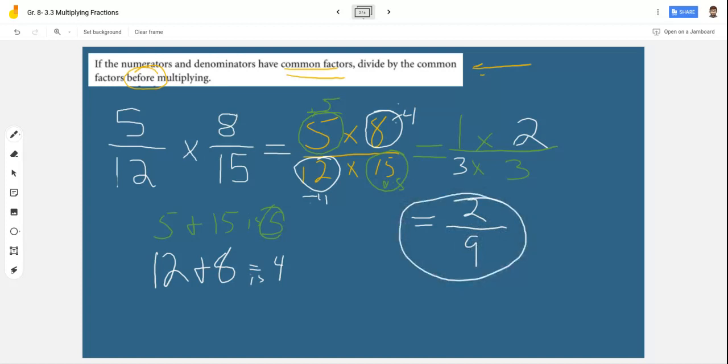Now you don't have to do that. If you'd prefer to just go through there and multiply 5 over 12 multiplied by 8 over 15, you're going to get an enormous number. 12 times 15, whatever that could be. It's just simpler to reduce or divide by common factors before multiplying.